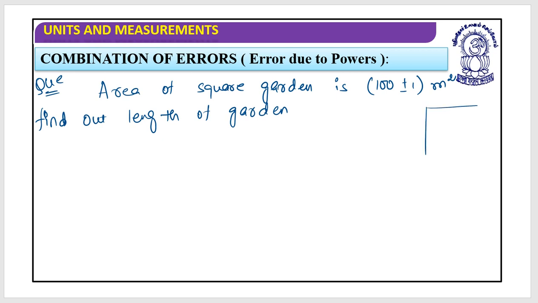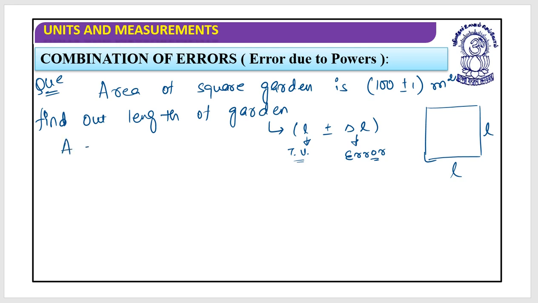So I have been given something like that. This is the square garden and its length could be L by L, and I have been given the area of that garden. I need to find out the length of the garden. Now, can you understand what I should find out as the length? What I require is L plus minus delta L. That means I am interested in the true value of the length and the error associated with the length. So what is given?